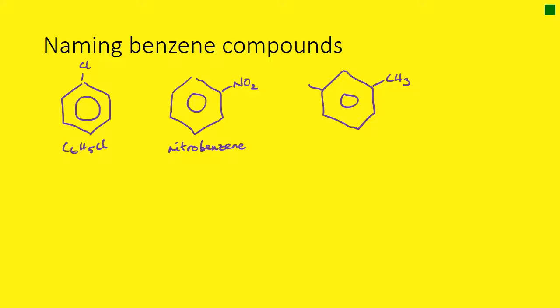But let's say we had two methyl groups, then you would number the carbons, and which way around you number it just means that you want to do it in a way that lets you use the smallest numbers. So you would number it around this way, the carbons numbered like so. So this would be 1,3-dimethylbenzene, like so.